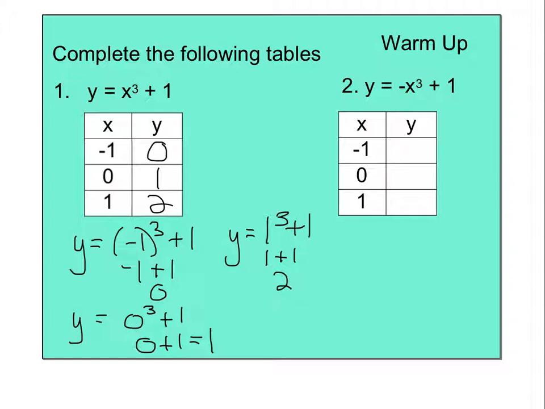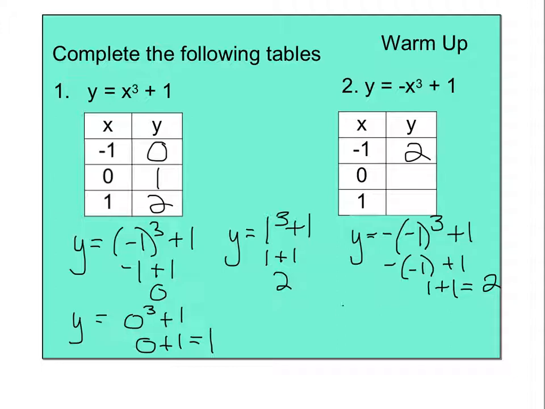So our first one is y equals negative, and then -1 cubed plus 1. So we do this part first. -1 cubed is -1. But because I have this extra negative, a negative and a negative makes a positive. So 1 plus 1, which is 2.